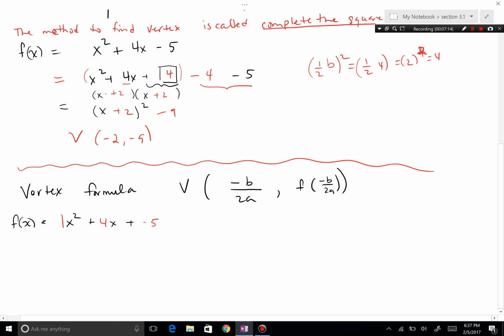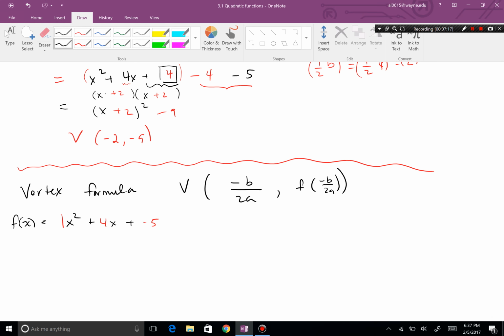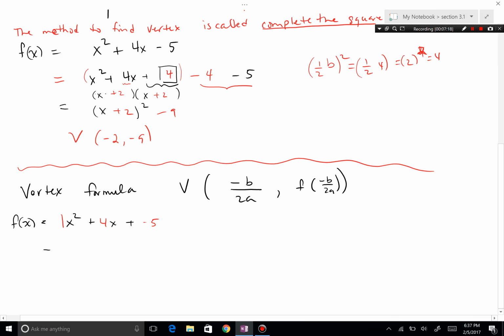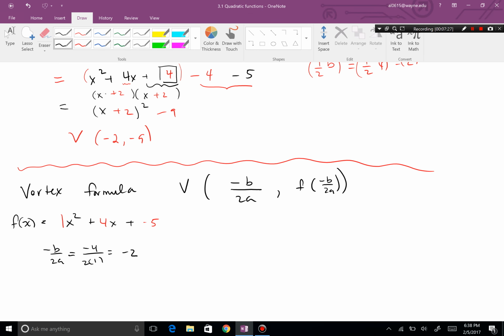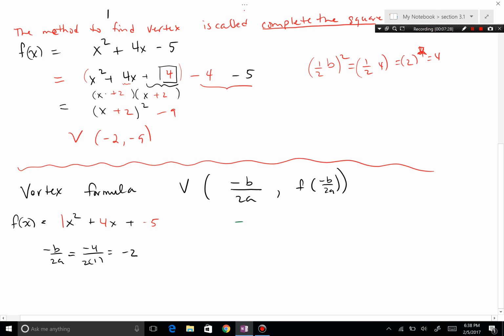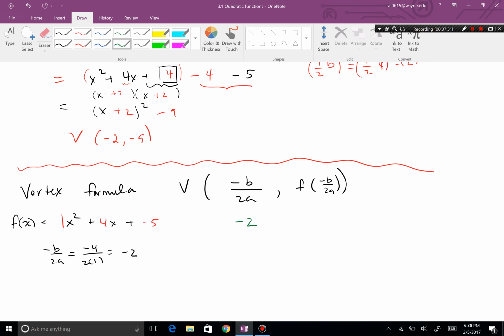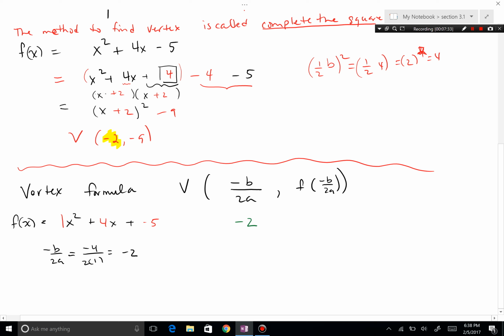Okay, so what does this mean? This means negative b over 2a will be negative 4 over 2 times 1, which is negative 2. Doesn't that look really, really familiar? So that means this is negative 2. Well, good news, we knew that already, didn't we? So, yeah, it worked out pretty well.